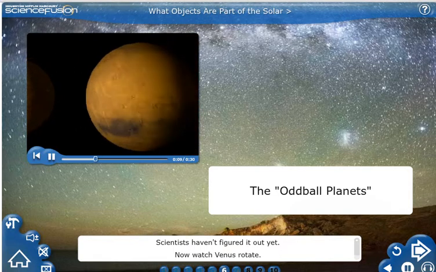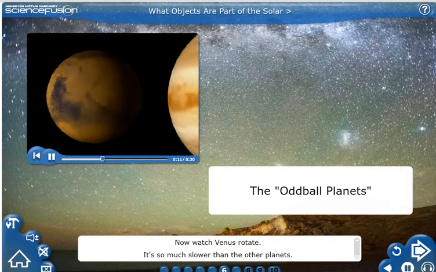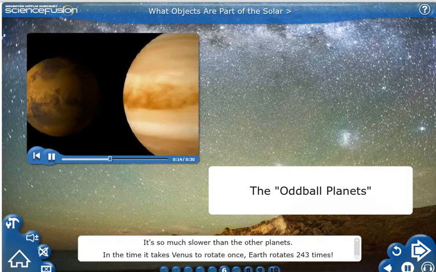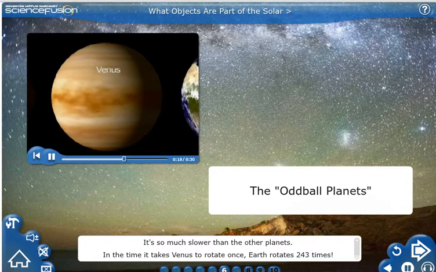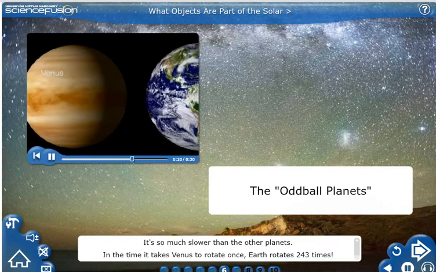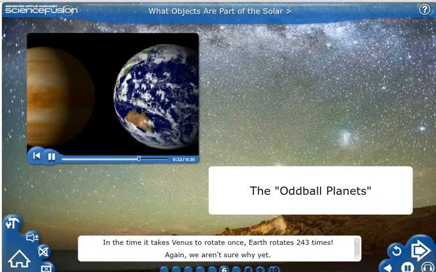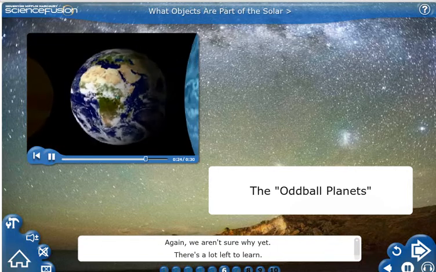Now watch Venus rotate. It's so much slower than the other planets. In the time it takes Venus to rotate once, Earth rotates 243 times. Again, we aren't sure why yet. There's a lot left to learn.